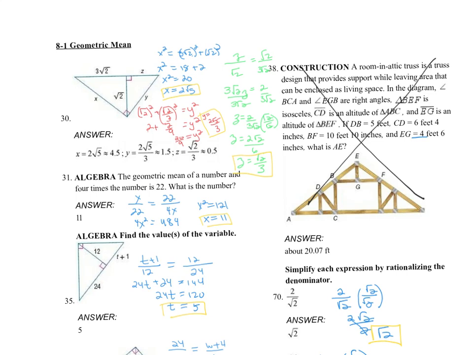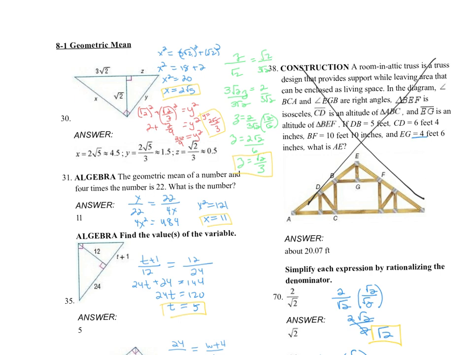Alright, so continuing on with section 8.1, the bookwork from page 541. If we look at number 30, the first thing I started with was the blue here. In this triangle I knew a leg, and I knew a leg, and the hypotenuse was missing, so I set up the Pythagorean theorem to figure out what the x was. So that was my first step.